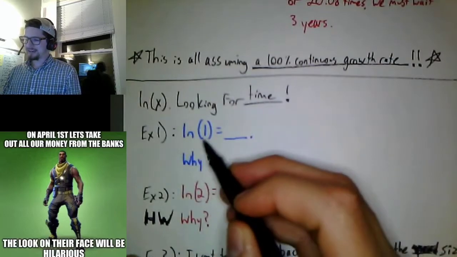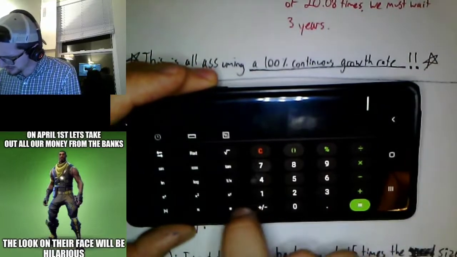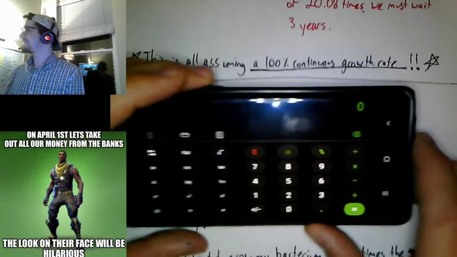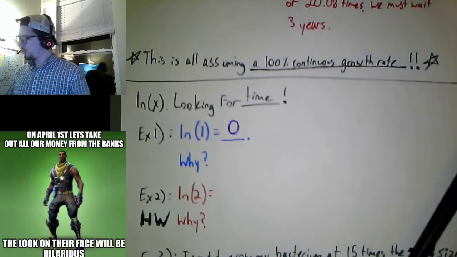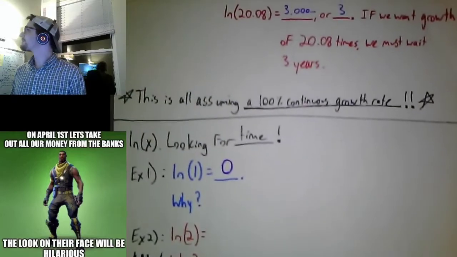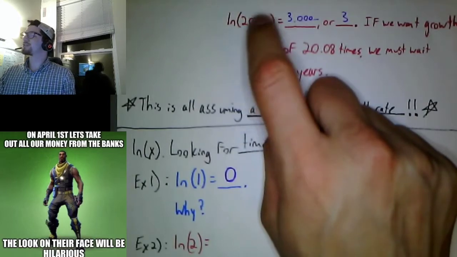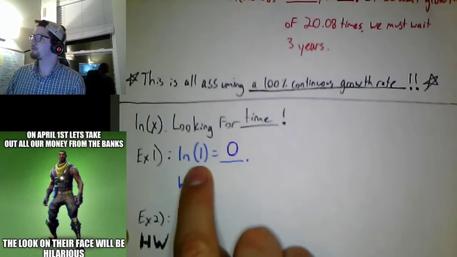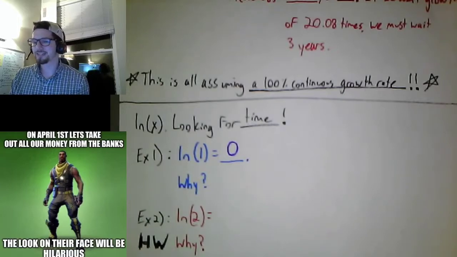So what would ln of 1 be? Well, let's plug it in. Please get used to plugging this in, or find a way to plug it in. ln of 1 is 0. Why is it 0? Well, let's think about how these problems make sense. If the growth rate, how quick, if I'm increasing by 20.08 times, it's going to take 3 years. If I'm increasing by 1 times, how long does it take for something to increase by 1 time?